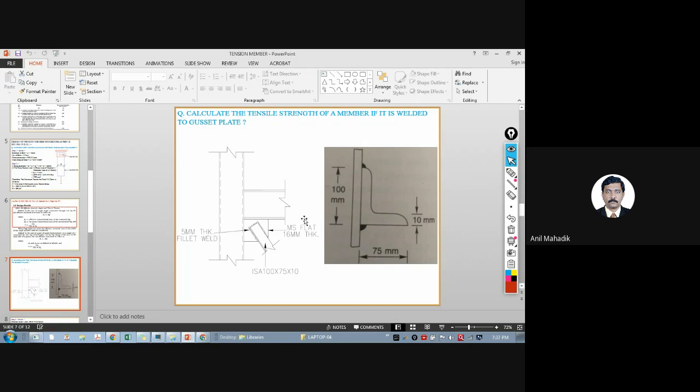Now how can you calculate? So what is the fundamental understanding that you have? Yes.